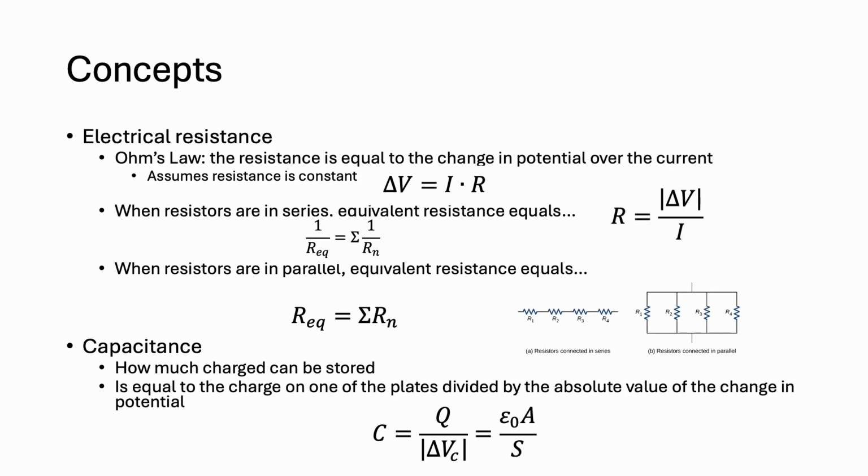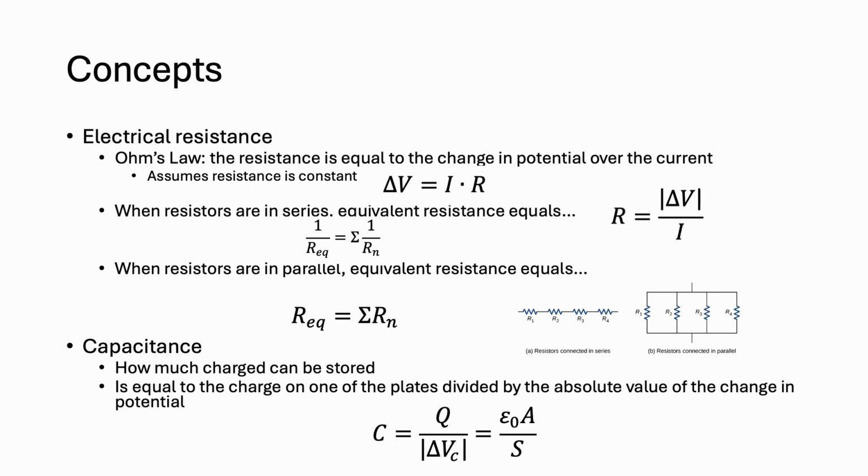Some more concepts include electrical resistance, so Ohm's law, which states that the change in potential is equal to the current times the resistance, and we can rearrange that to say that the resistance is equal to the change in potential over the current. And when resistors are in parallel, the equivalent resistance is 1 over the sum of 1 over the resistors, and when they're in series, the equivalent resistance is just equal to the sum. And then there's a diagram which shows the resistors in series versus parallel.